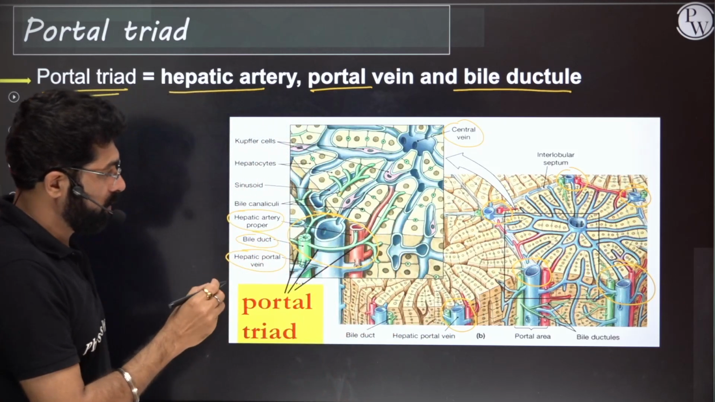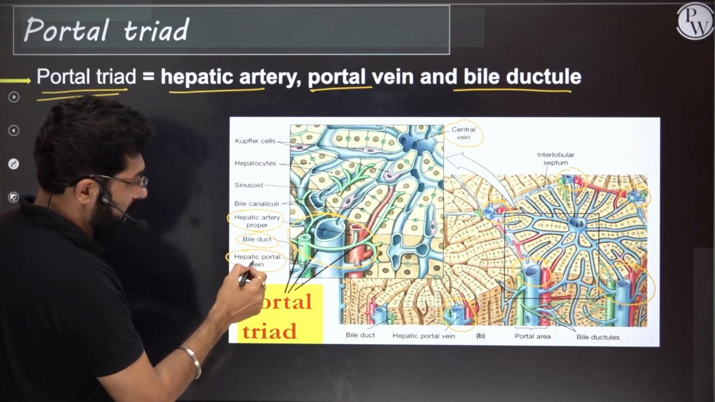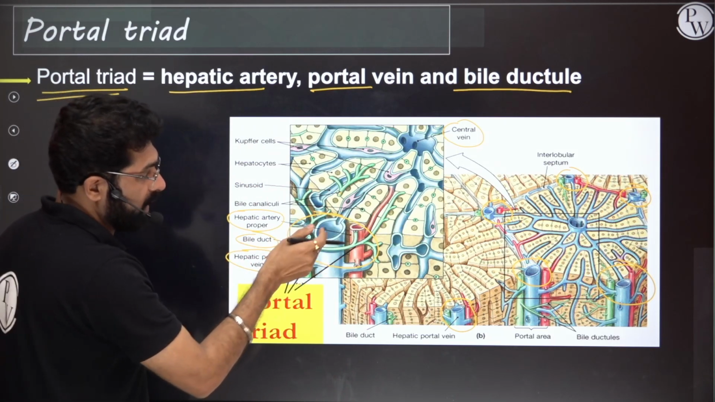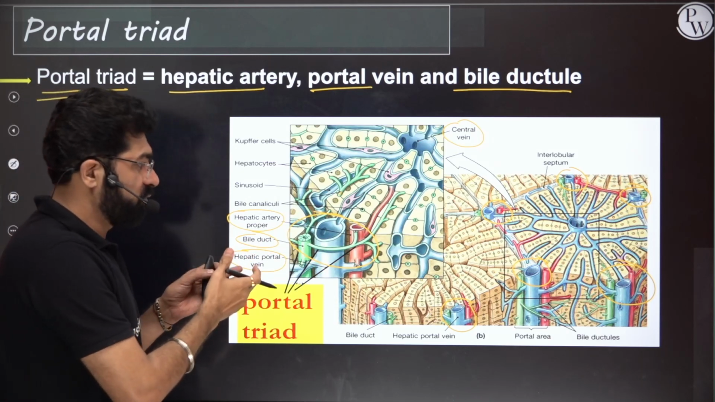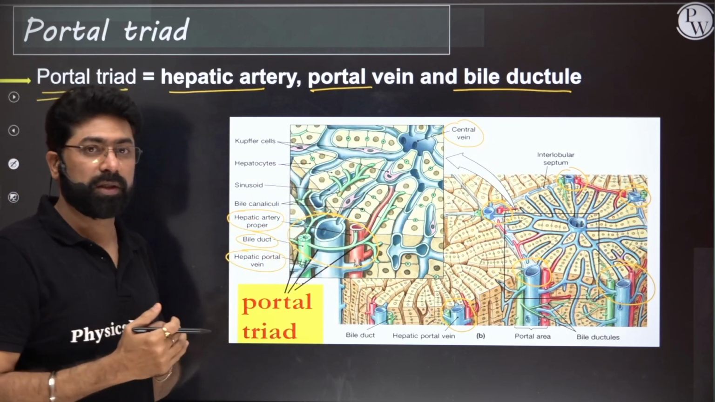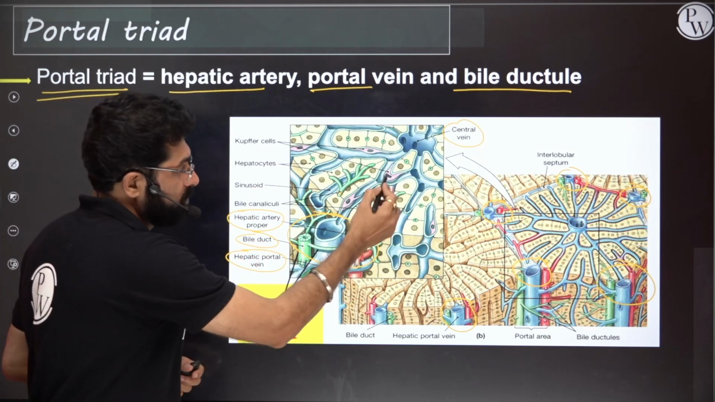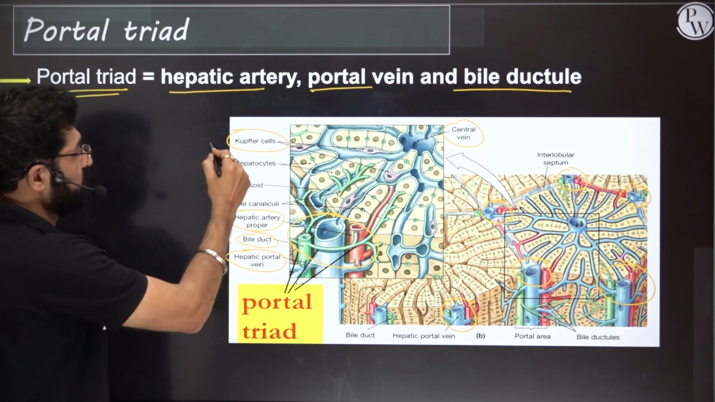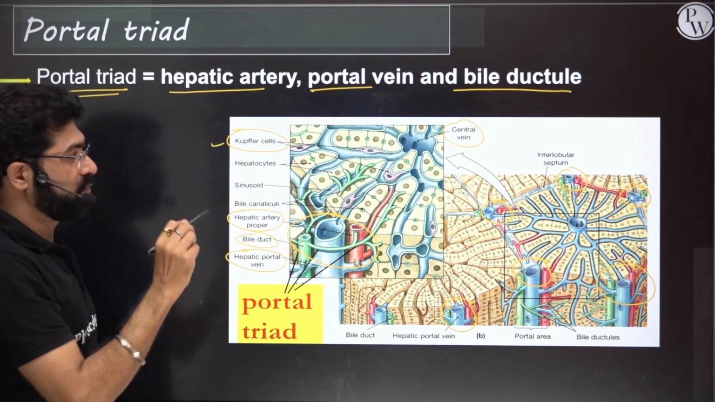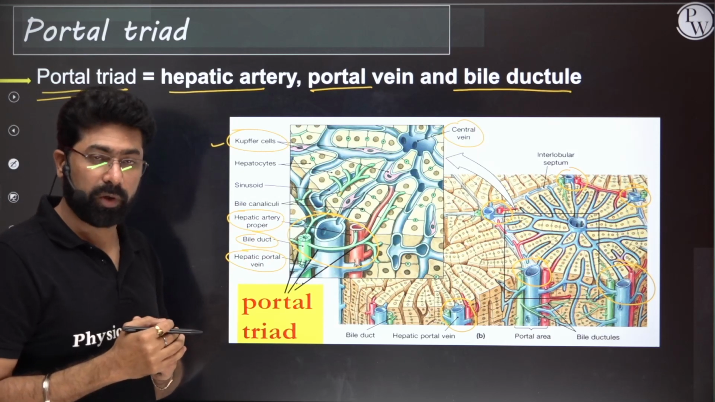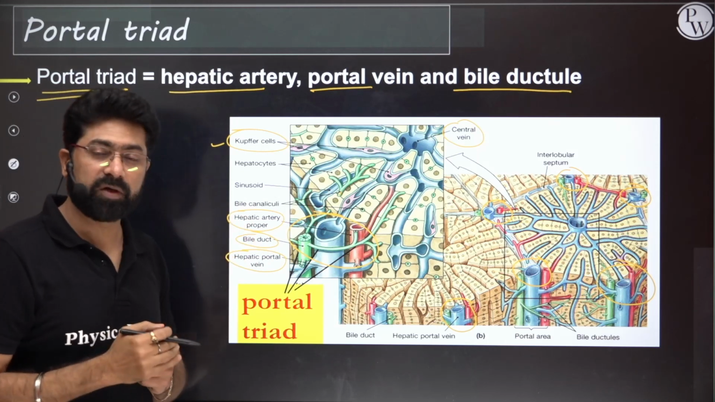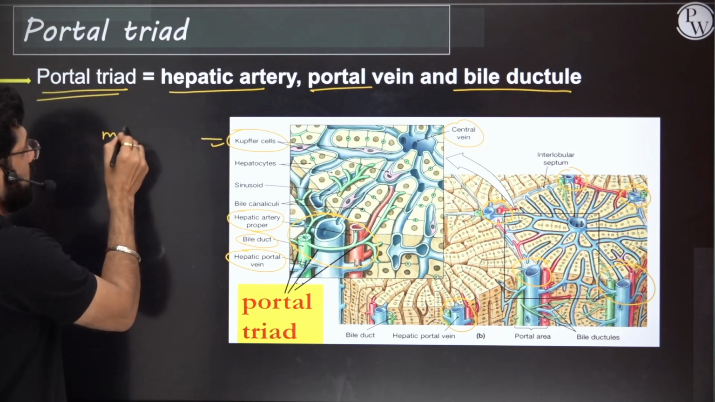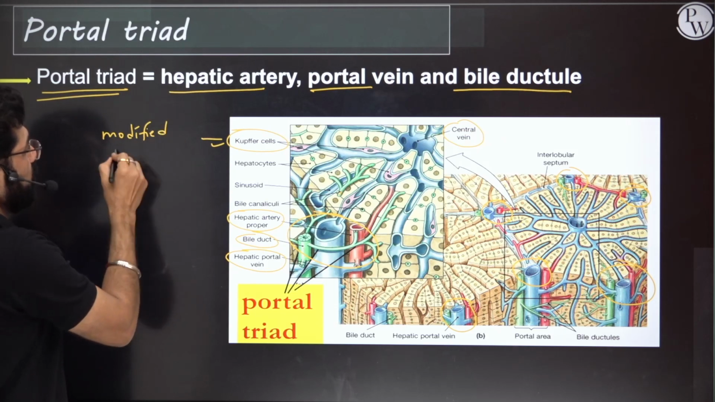Moreover, the hepatic artery is going to supply blood, and the hepatic portal vein is going to carry nutrient loaded blood to the liver, and sinusoids are there, which have some Kupffer cells also. Sinusoids have Kupffer cells, which are going to protect you from pathogens. Any pathogen that enters that area will be taken care of by the Kupffer cells. So these are modified macrophages.